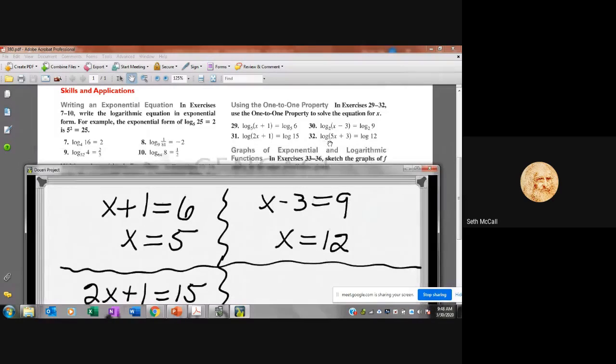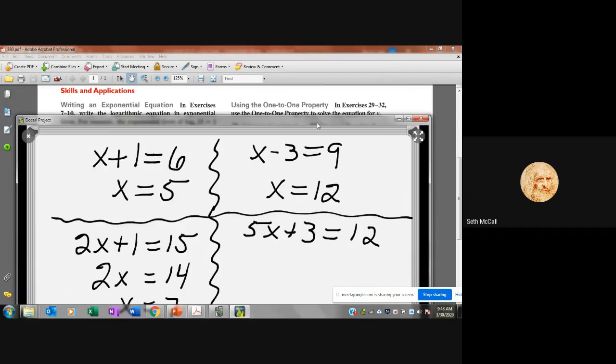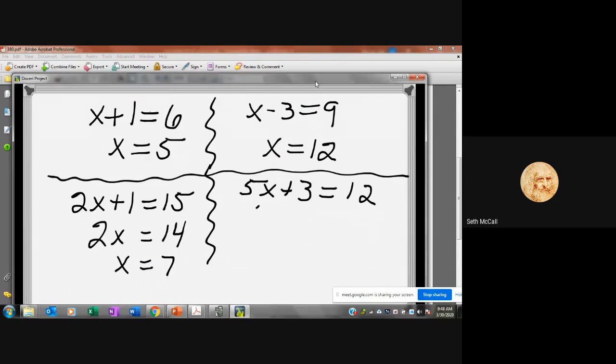The last problem here, number 32, is log of 5x plus 3 equals log of 12. Once again, there's no base listed, so it's base 10. And both the bases match, therefore we're just going to write 5x plus 3 equals 12. From there, we're going to subtract 3 from both sides. And then we're going to divide by 5, and we're going to get x equals 9/5. And I'm perfectly okay with you leaving that as an improper fraction.